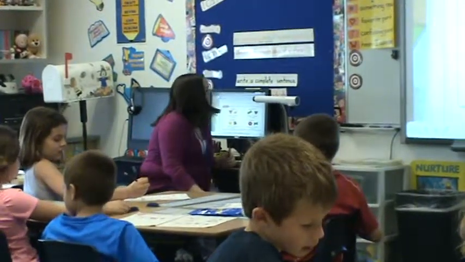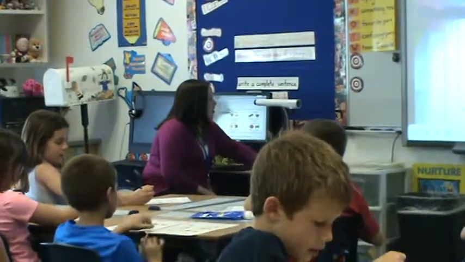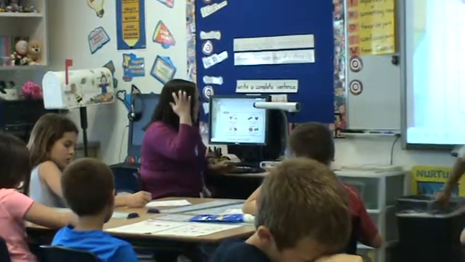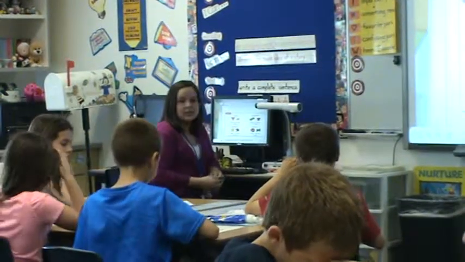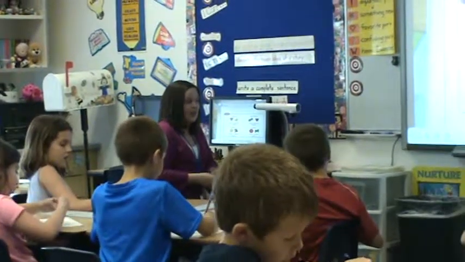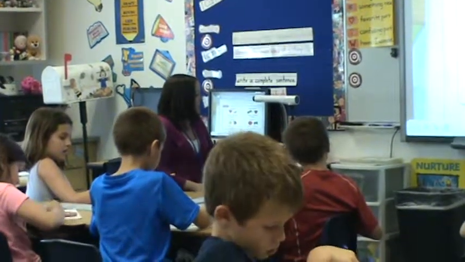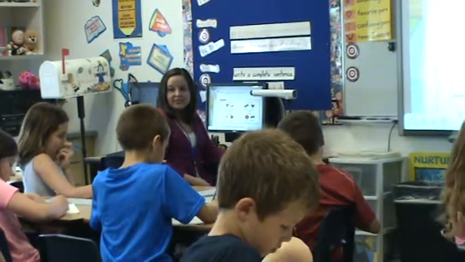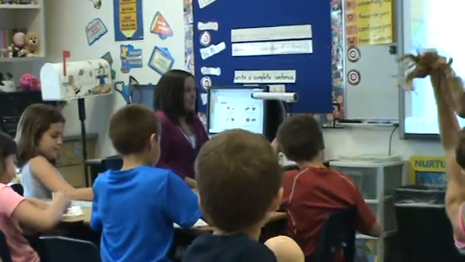All right, so 4 of the shapes that we learned were triangles, quadrilaterals, pentagons, and hexagons. So we know a triangle has how many sides? 3. And how many vertices? 3. And how many angles? 3. So they're all equal. Yes. And then a quadrilateral has how many sides? 4. How many vertices? 4. And how many angles? 4.